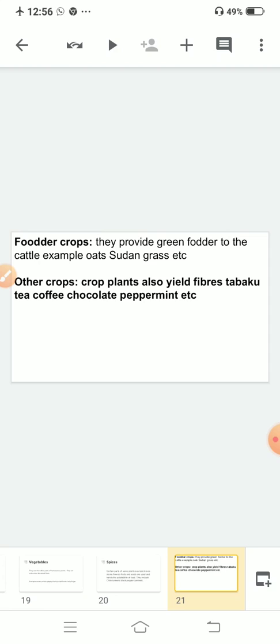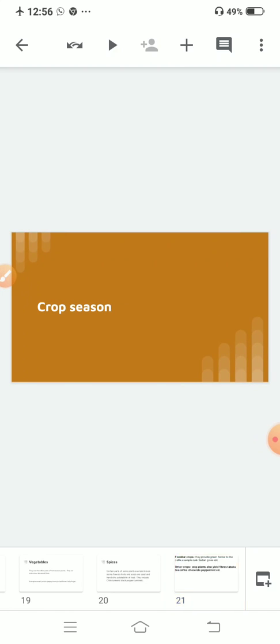So we are done with 6 types of crops. Number 1 seeds, number 2 fruits, number 3 vegetables, number 4 spices, number 5 fodder crops and number 6 other crops. I think all are clear to you. It is a very simple chapter. You can just read and understand everything. Now next is crop season.